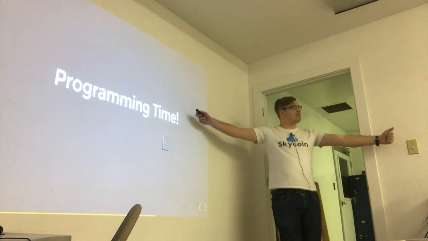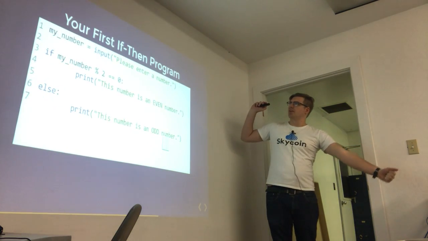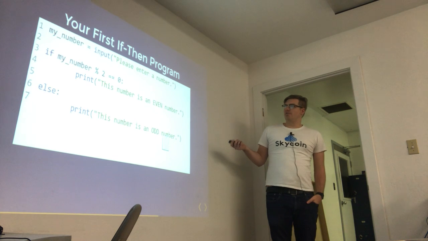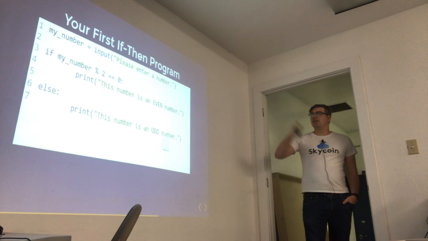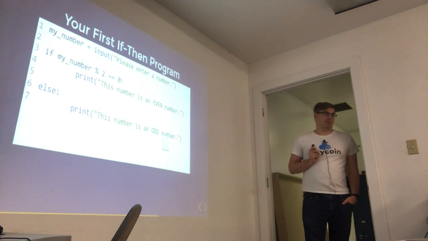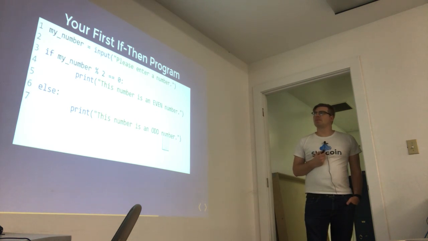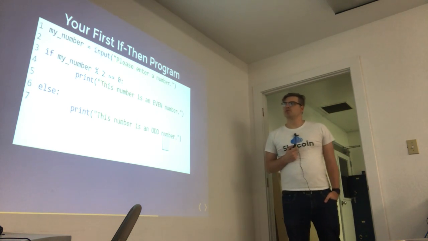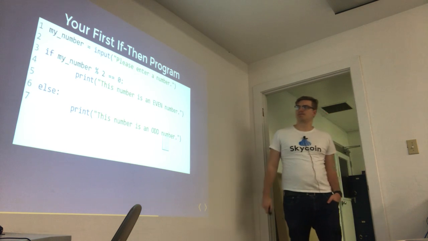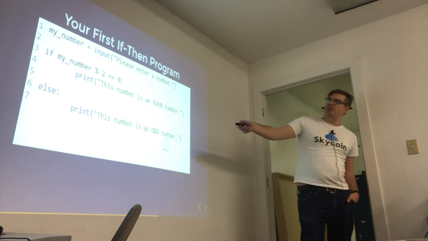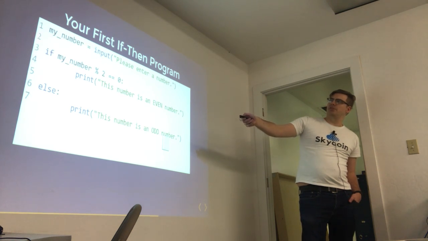Okay, programming time. We're going to make our own programs. Okay, this is your first if-then program. We are going to use it to find out if a number, any number that you put in, is an even or an odd number. Remember, please be very conscious of the spaces that you have before statements. If it looks like there's a space right here, it is 4 spaces. If it looks like there's no space right here, then there needs to be no spaces.